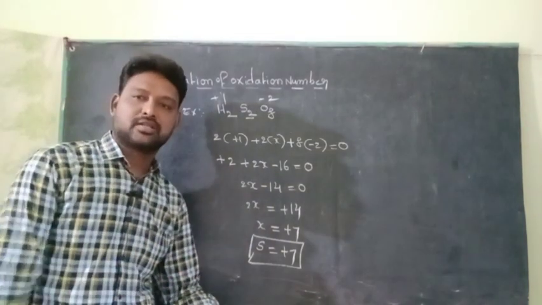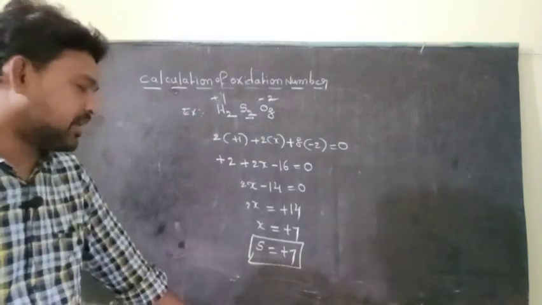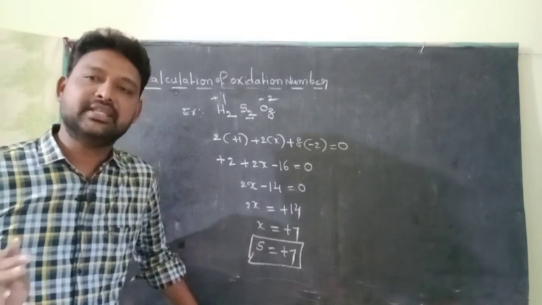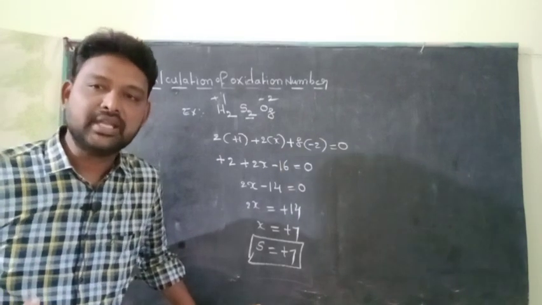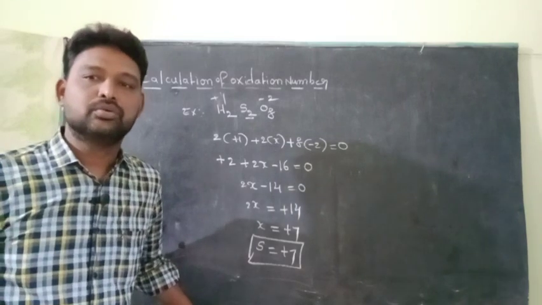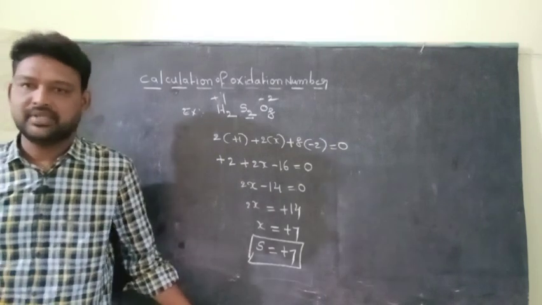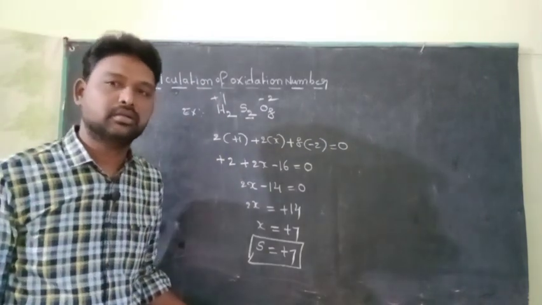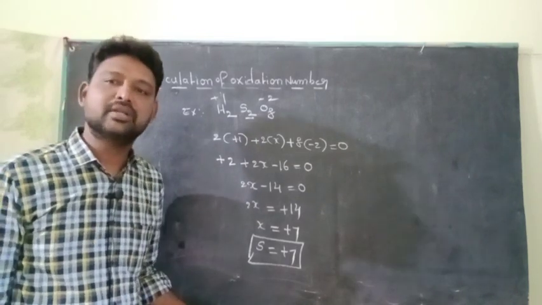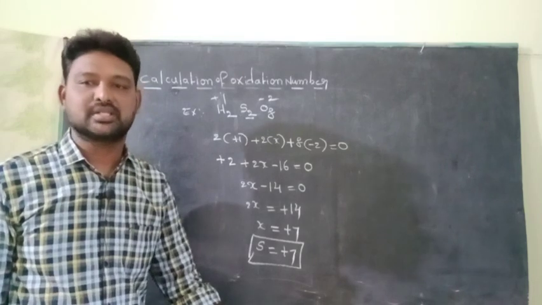This is the wrong answer. The sulfur oxidation number is not plus 7. Sulfur exists in only three types of oxidation numbers: 2, 4, 6. These are very important oxidation numbers of sulfur. Sulfur exhibits only three types of oxidation numbers: 2, 4, 6.